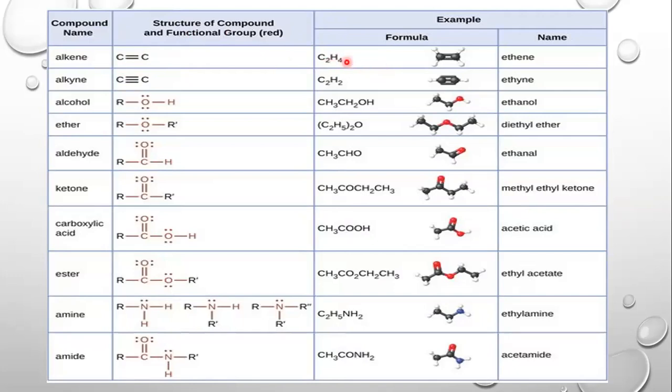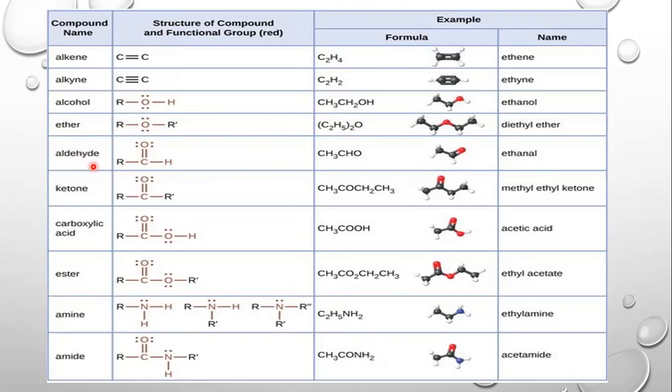Its first member is ethene with two carbon atoms and having a double bond in between them. Then alkyne with a carbon-carbon triple bond. It is regarded as ethyne and its formula is C2H2. Alcohol with general formula ROH. Its first member is ethanol with formula CH3CH2OH. Then ether with ROR, that is, a single oxygen atom is sandwiched between two alkyl groups. The simplest example of ether is diethyl ether.